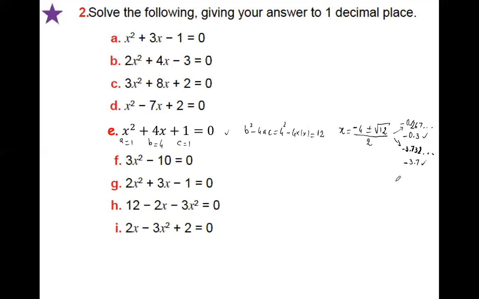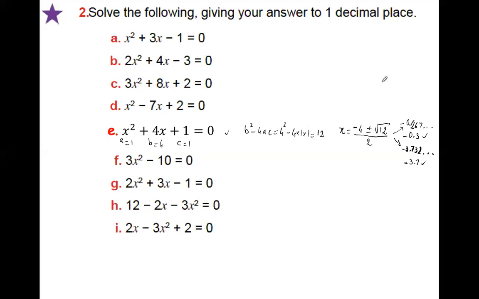So I think I'm typing it in wrong. So was it negative 4 to start with? Mm-hmm. Then minus root 12? Minus root 12, divided by 2? Divided by 2. So I get negative 3.732. And the other one, I've got negative 5.732. Did you put the brackets when you divided by 2? No, that's what I've missed.